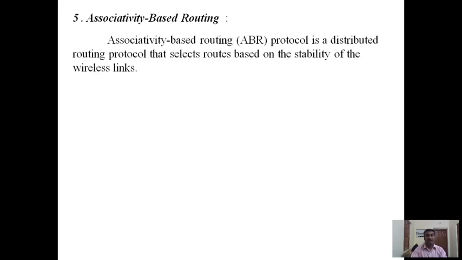So what is this? Associativity based routing protocol is a distributed routing protocol that selects routes based on the stability of the wireless links. Whichever link is stable, that route is selected to transfer the data from source to destination. So this protocol is mainly based on the stability of the link.